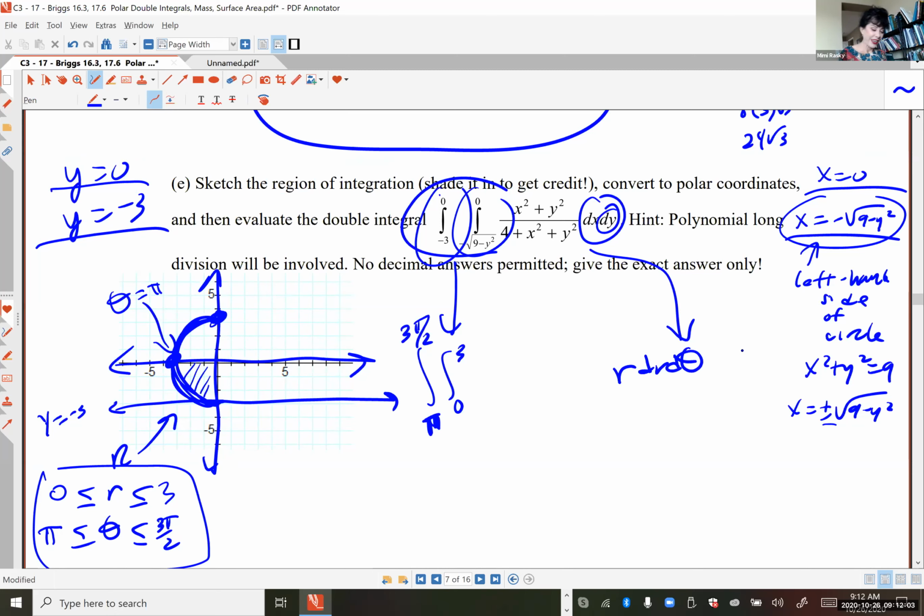Okay, and then what about this nasty quotient? Well, x squared plus y squared is? r squared, yeah. Okay, integrate that.